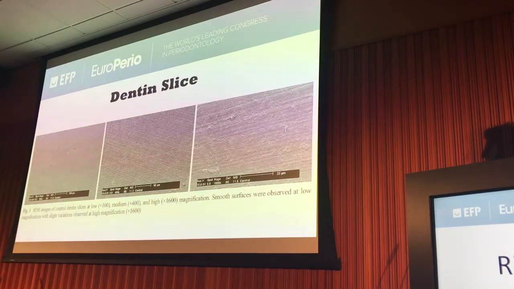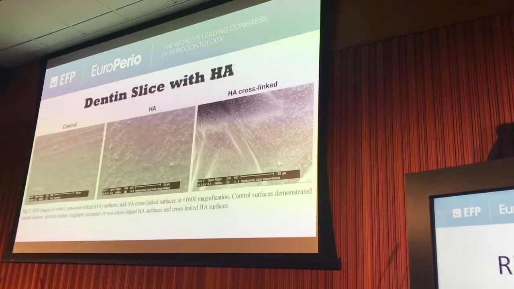So this is exactly a dentin slice. It's smooth, polished, exactly like you would see in clinics, and then what we can do is grow cells on these different dentin discs. We can grow cells without hyaluronic acid. We did this study on these dentin slices, and again, this is what a control surface looks like. So this is pure dentin. This is the hyaluronic acid, so it's not really changing the surface too much, but the proteins are definitely there.